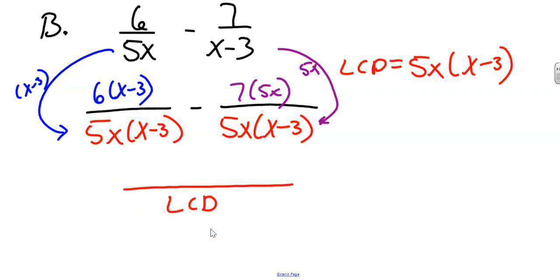Okay, so again, here's one where we're not going to do anything in the denominator. We're just going to bring it back together. So if you want to just take a shortcut here, just put LCD. We know it's going to be this thing, but it'll speed up the process a little bit too. Because really, once you've got common denominators, all the work is in the numerators. So now you've got the 6 times x minus 3 minus the 7 times 5x.